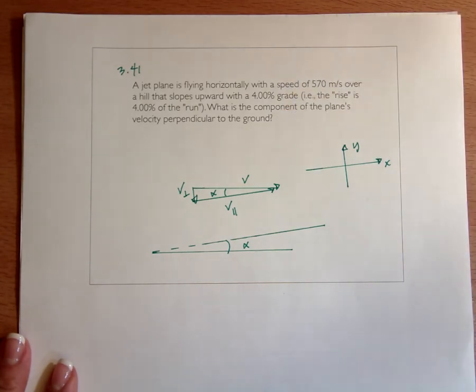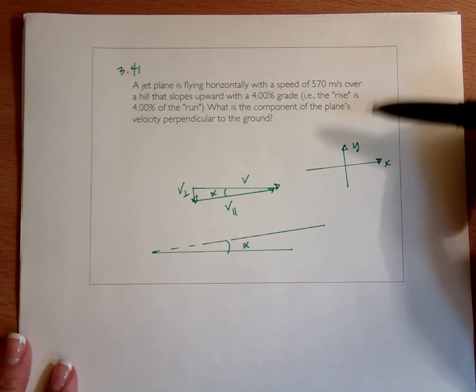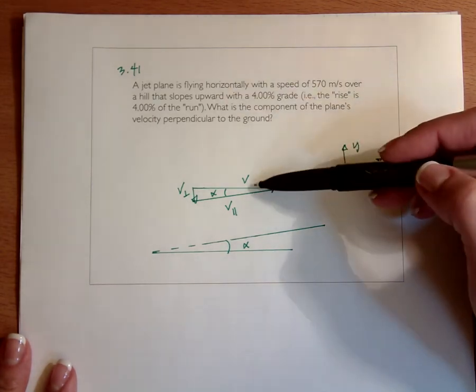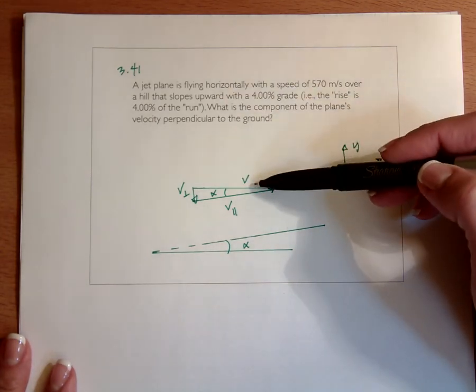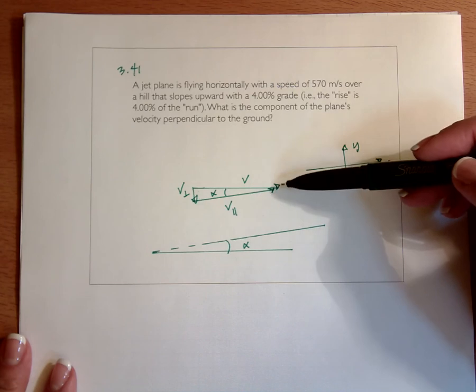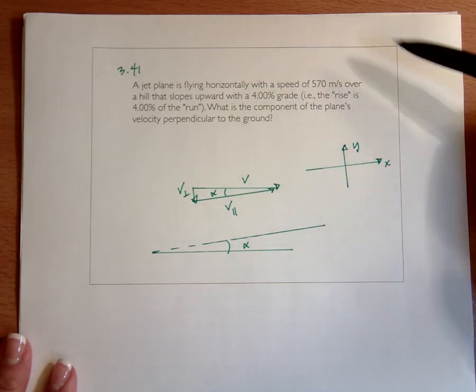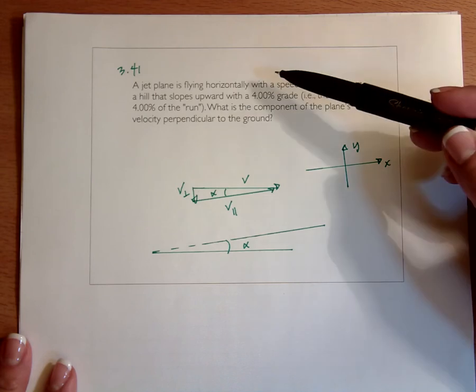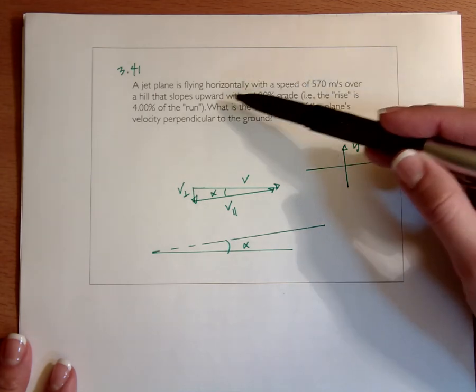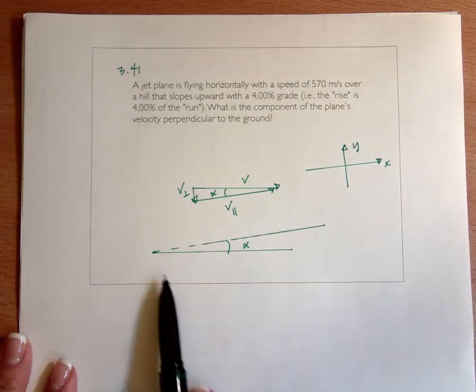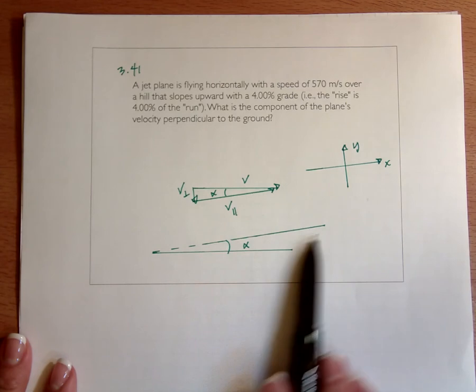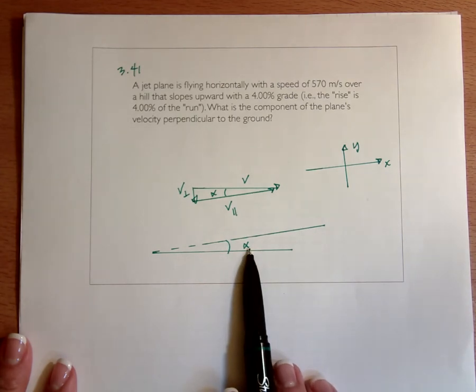So as you can see, I've started with a diagram. Here's the idea. The jet plane is flying horizontally, so start with that vector. That vector v is horizontal. Now, the idea too is that the plane is flying over a hill that slopes upward. So here's the hill that slopes upward, and I've given the slope an angle alpha.